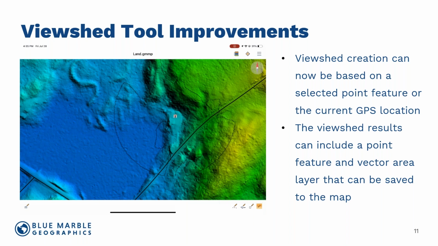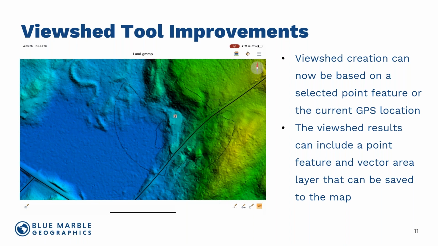The vector features that are created with this tool can absolutely be saved to the map. They can be saved to your map and then brought back into Global Mapper desktop if you wanted, or just used when you return to this location at a later time for just additional reference layers here.